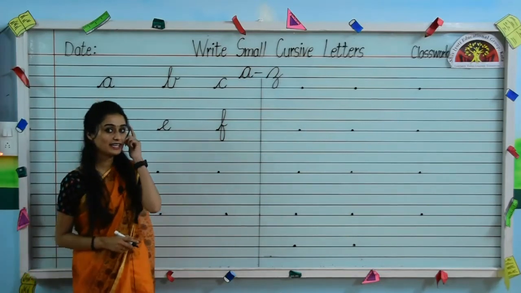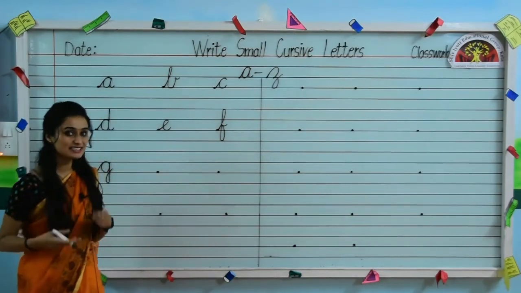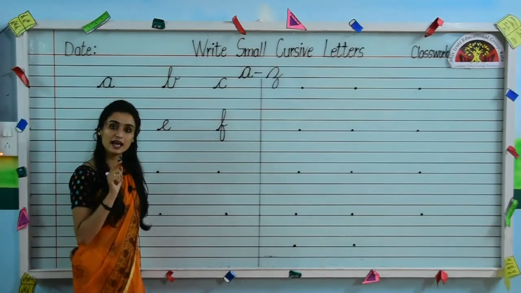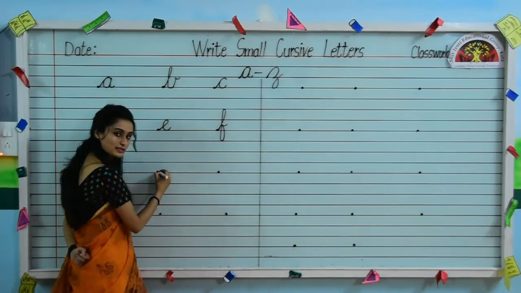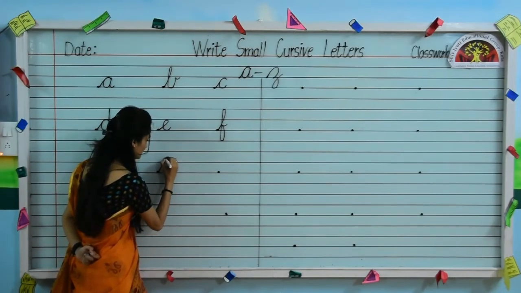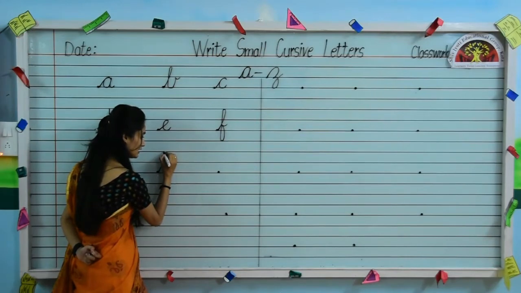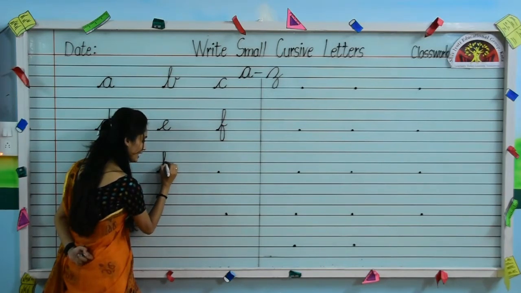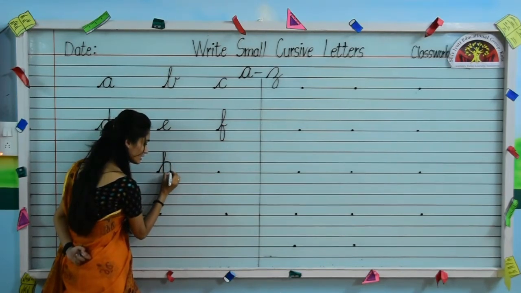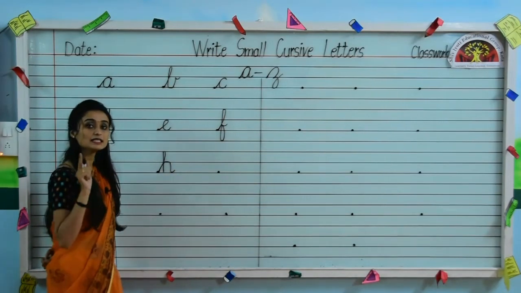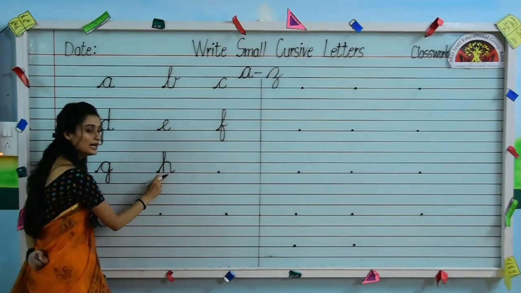Okay, now think and tell me which is the next letter. The next letter is H. Now again put your pencil on the dot and make a slanting line up, touch the first line, make a loop, come down straight, then again go back till the first line, make a curve, come down till the third line and out like this. Okay kids, this way you have to write your letter H.